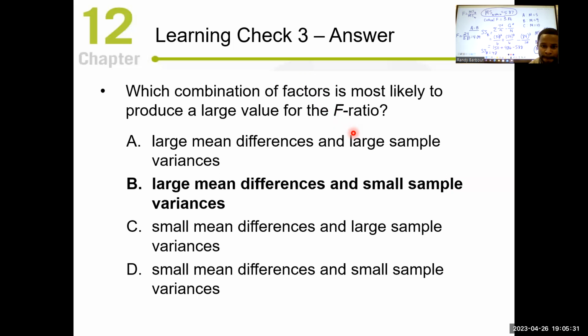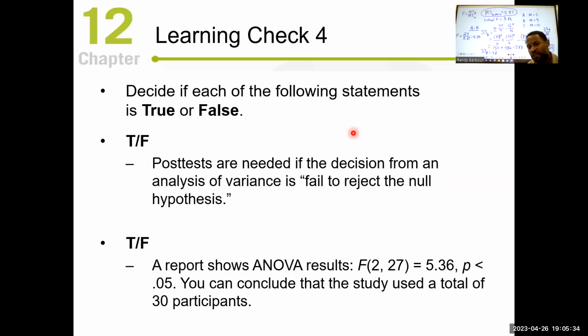Okay. Here's another check. True or false: post hoc tests are needed if the decision from an analysis of variance is to fail to reject the null hypothesis. The second one says a report shows ANOVA results of F with degrees of freedom 2 and 27, an F ratio of 5.36, where the p-value is less than 5%. It says you can conclude that the study used a total of 30 participants. I'll let you pause it. We're going to go ahead and move forward.